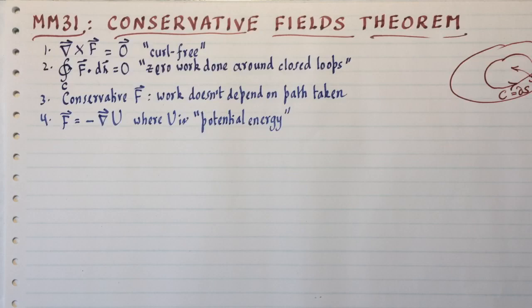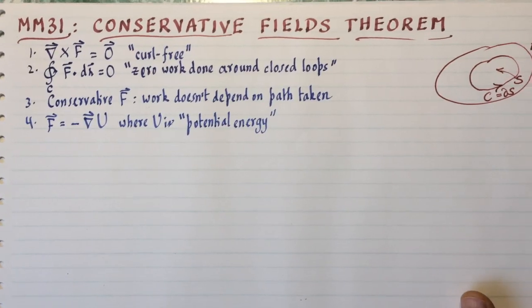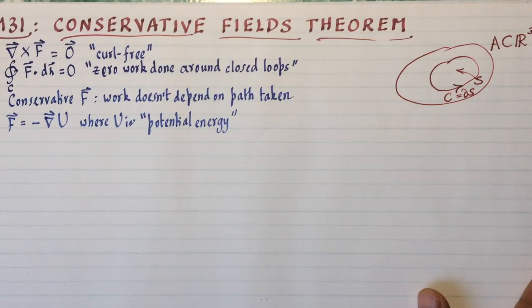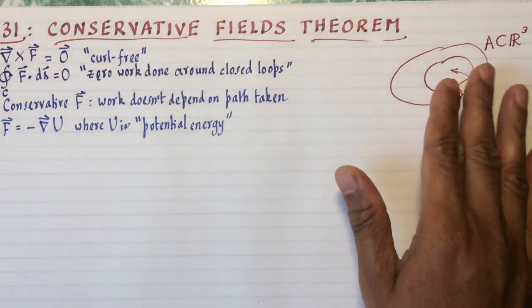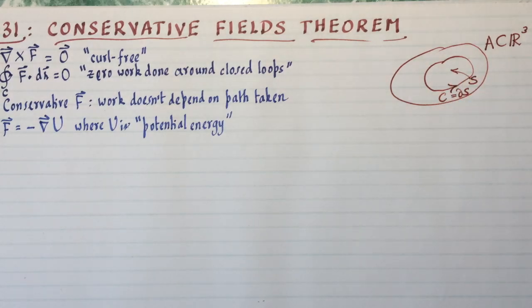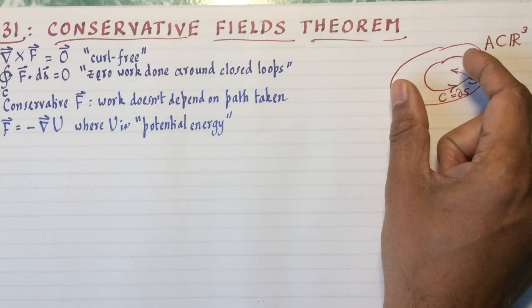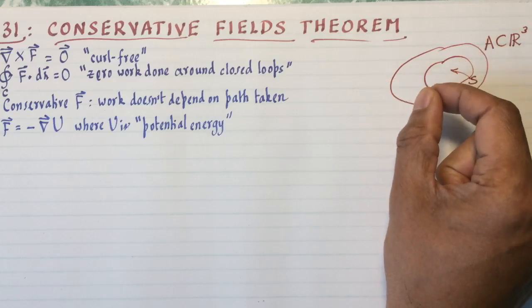So first of all, we are looking at some region in R3, although this can be extended to higher dimensions. I'm just going to stick with R3. The region A is a subset of R3, and we're going to assume that it's simply connected, which means that a curve can be continuously shrunk to a point.